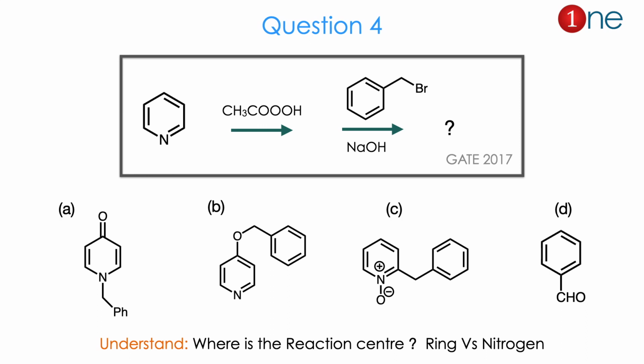Then question number 4. The starting material is pyridine, you are using a peroxide, which is peracetic acid, the oxygenated one. Next step, you are using benzyl bromide and sodium hydroxide. They ask you to find the product.